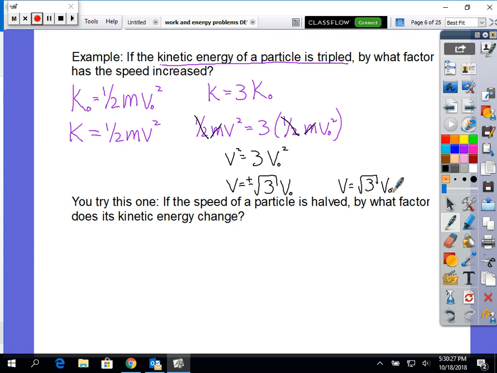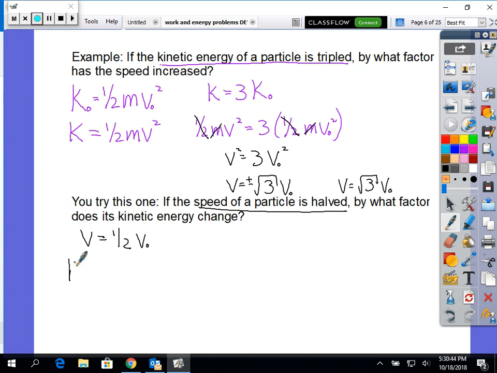Here's a second one. This one says the speed of the particle is halved. By what factor does the kinetic energy change? Now this time the speed of the particle is cut in half. So the final speed is 1/2 of the initial speed.